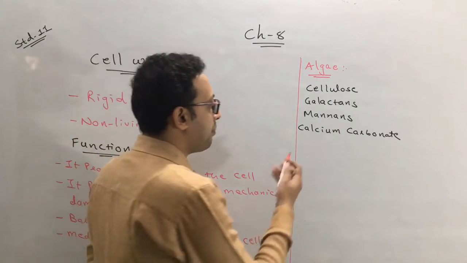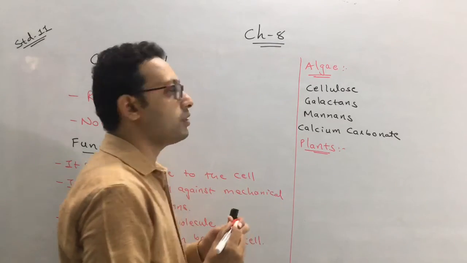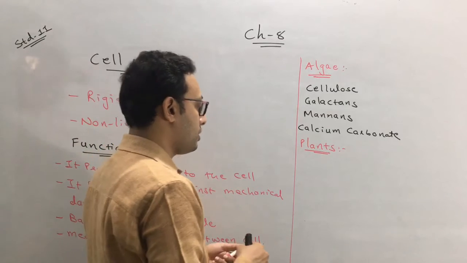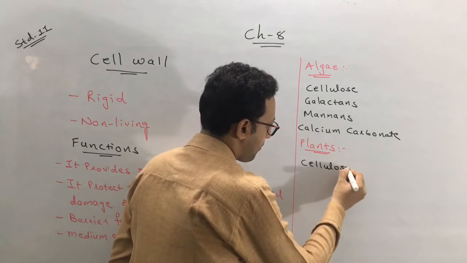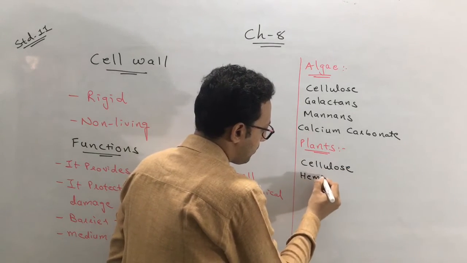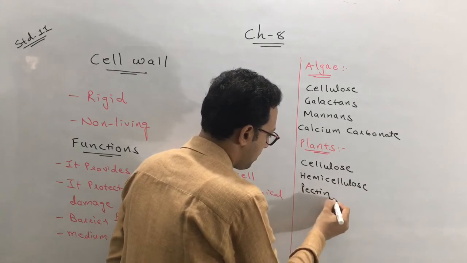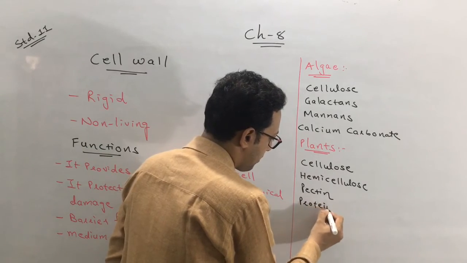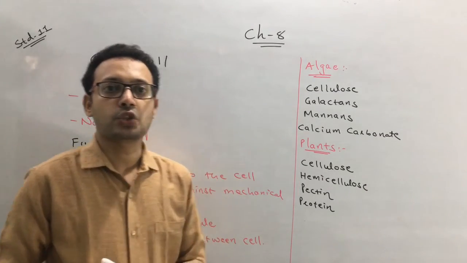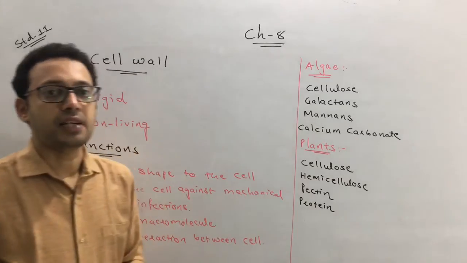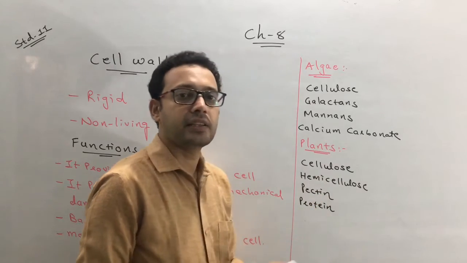When you talk about the plants, in plants also there is a presence of a cell wall. In the plants the cell wall is made up of cellulose, hemicellulose, pectin, and protein. This is the composition of the cell wall that you can find in plants, particularly those plants which are mature.